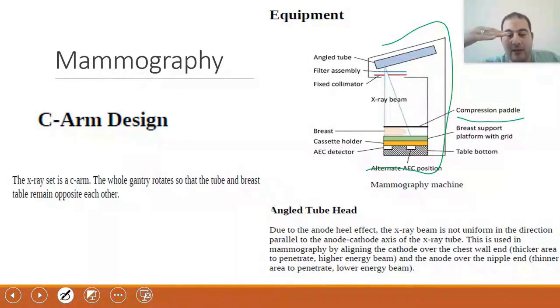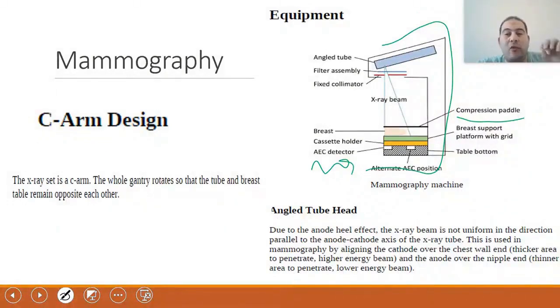Under the breast support, there is a grid that removes scattered radiation, and there is a cassette located under something called automatic exposure control. The radiation scatter is fine, and I have the cassette, which is where I capture the images and receive the radiation, and there is something below called automatic exposure control. What is this automatic exposure control?